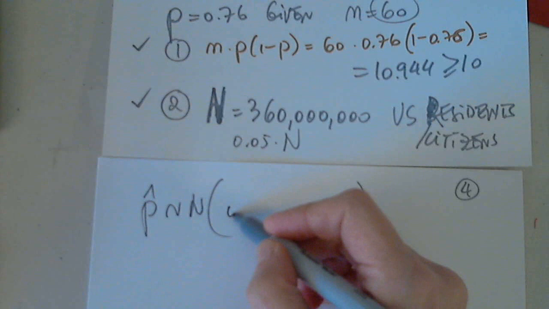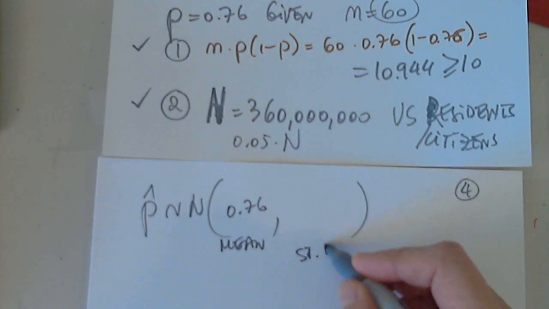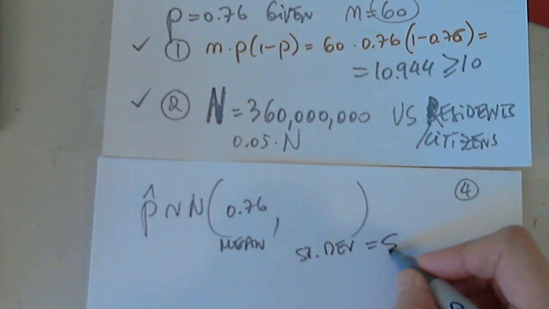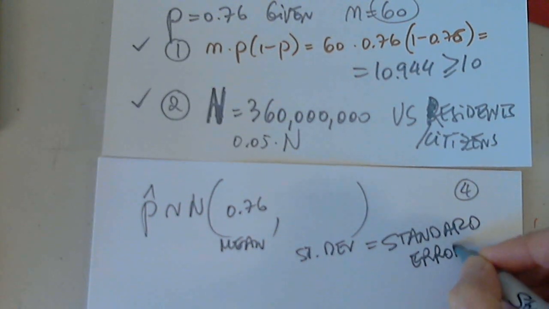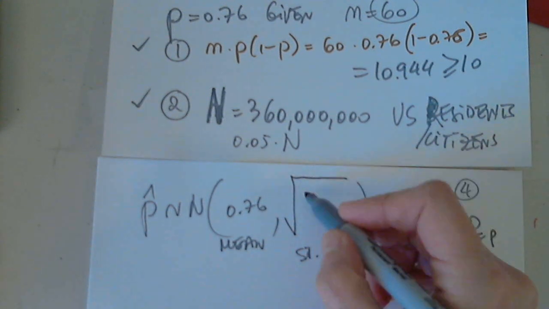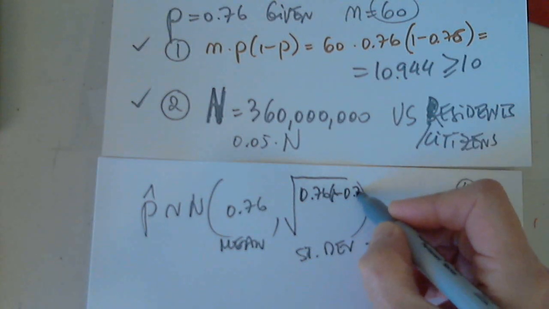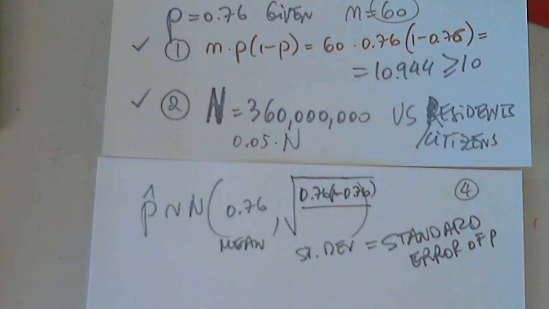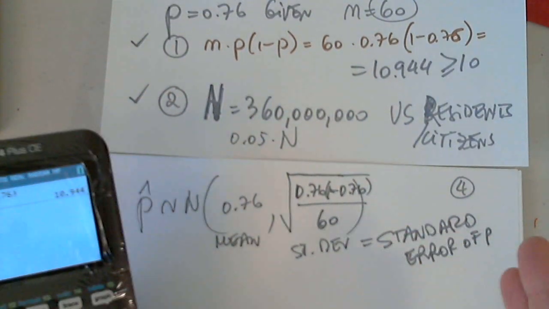with 0.76 as being the mean, and the standard deviation, also called standard error of p hat, is the square root of 0.76 times 1 minus 0.76, divided by 60. So we want to determine this. We normally won't need it depending on the calculation, but now we want to determine it.